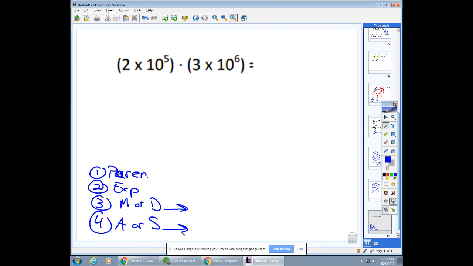So here I have parentheses, right? But inside the parentheses is a multiplication. So really I've got a multiplication, and another multiplication. My claim is I don't even need the parentheses here because I can just multiply left to right and be all right. So this is the same thing as 2 times 10 to the 5th times 3 times 10 to the 6th.